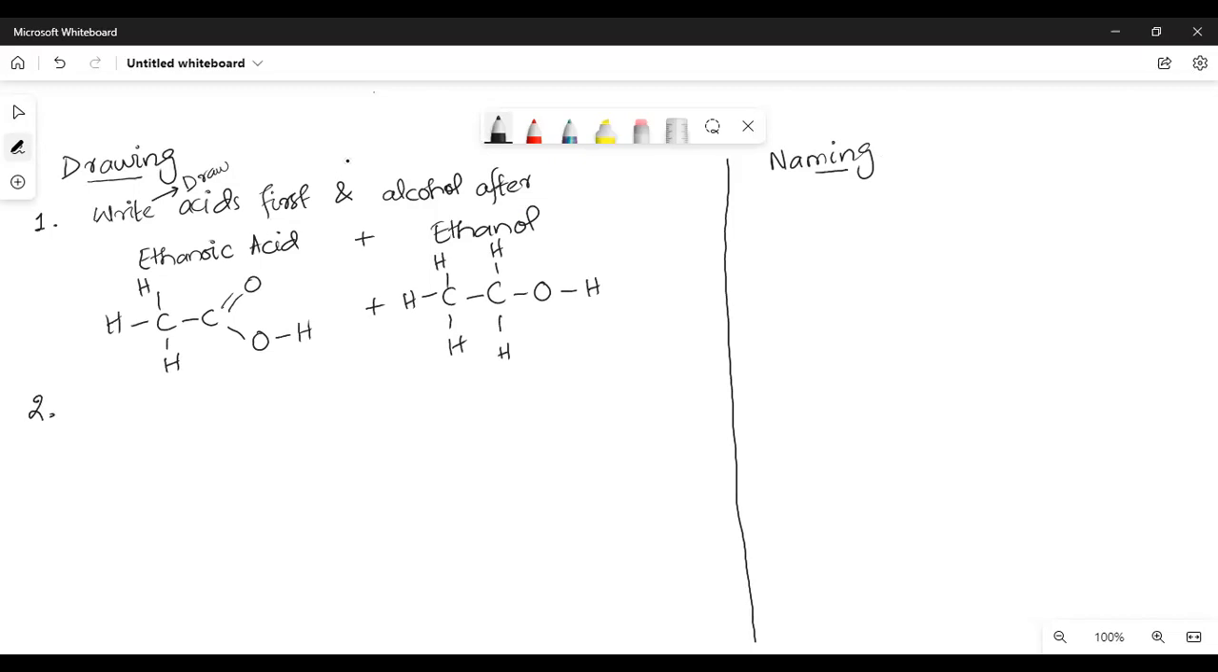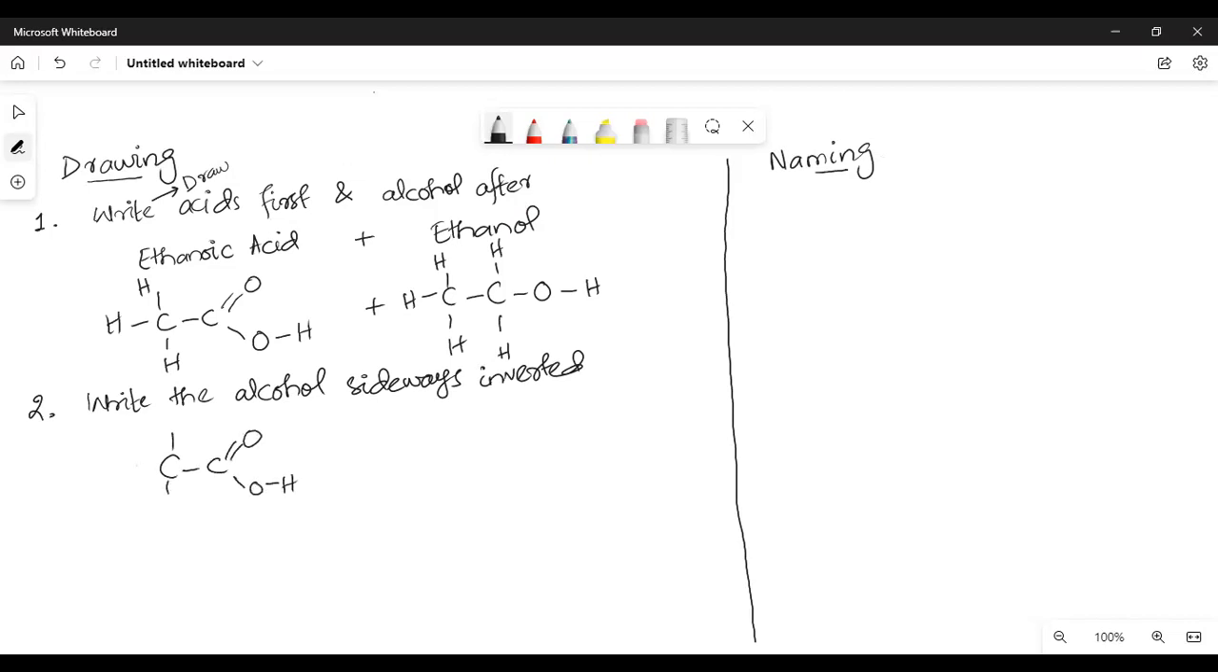Number two, write the alcohol sideways inverted. So what are we going to do? We're going to invert the whole alcohol sideways, which means the left of it becomes the right and the right of it becomes the left. How am I going to do that? I'm going to explain the whole thing by drawing.